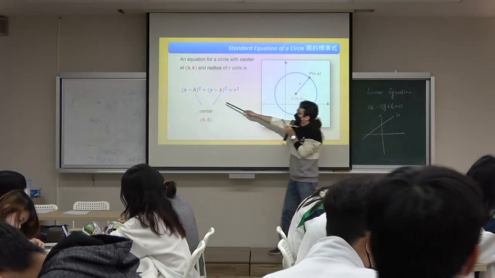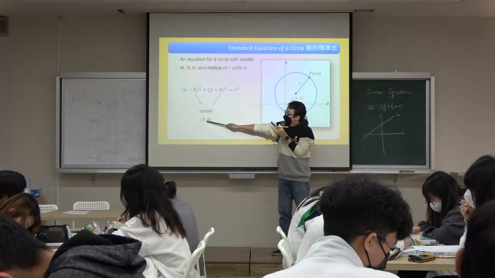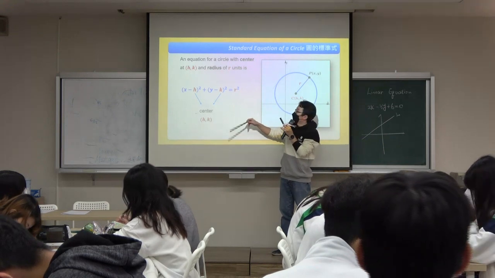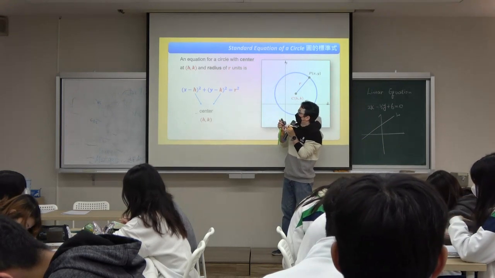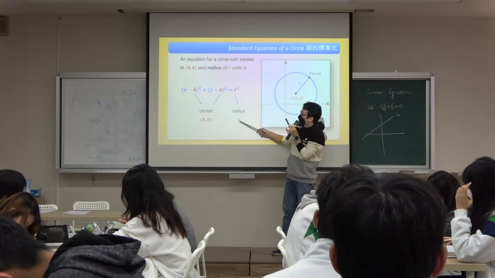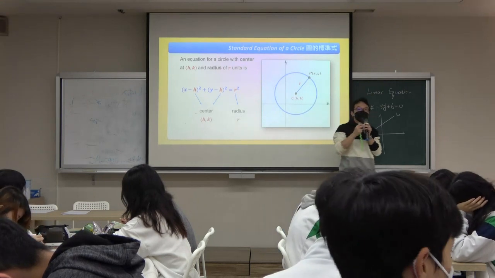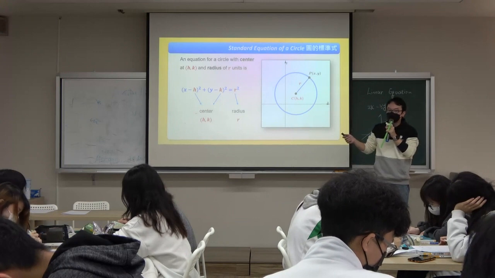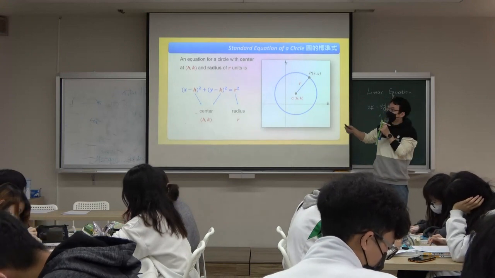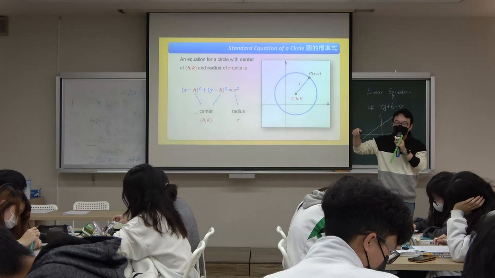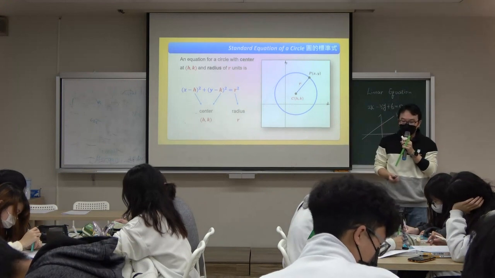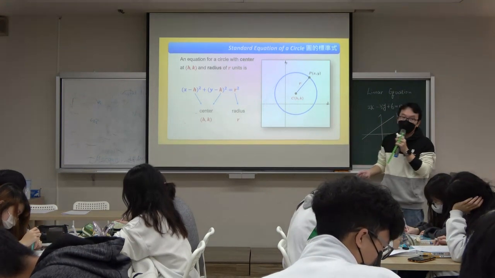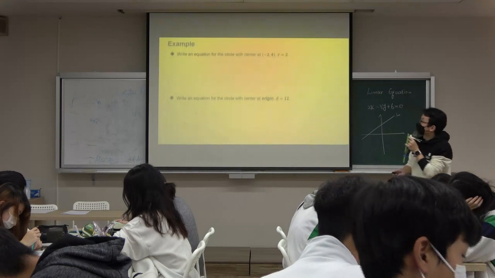And here h comma k is the center and the radius is r. Okay, so this is very important. You have to remember this standard form. Okay? And we have some examples.